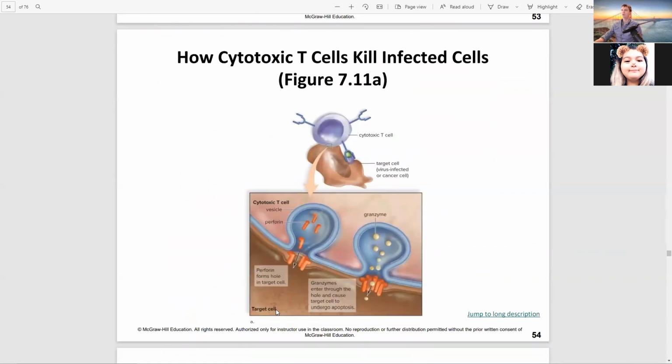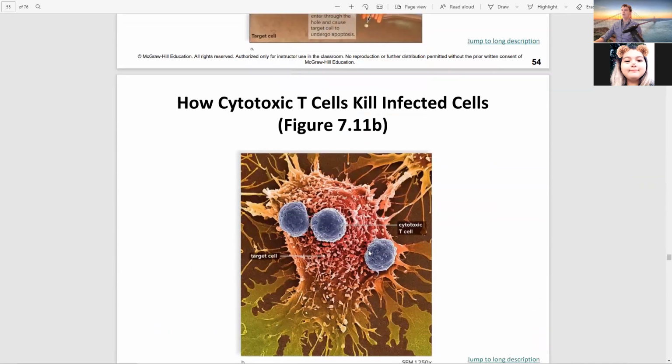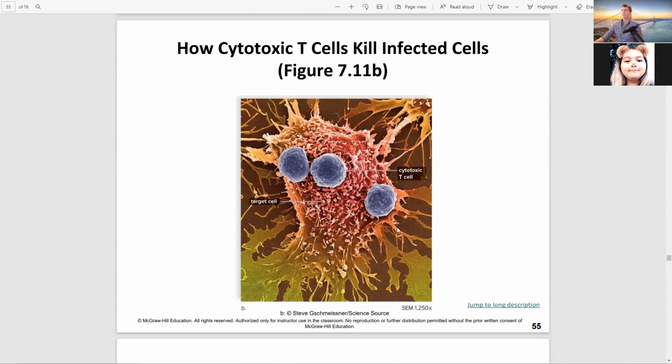Okay, so that's shown here. So perforins form holes in the target cell, and then granzymes are sort of injected through the hole, and this causes the target cell, the infected cell, to undergo apoptosis. And here's a nice electron micrograph showing that. You have the cytotoxic T cells bound to the target cell that's been infected.